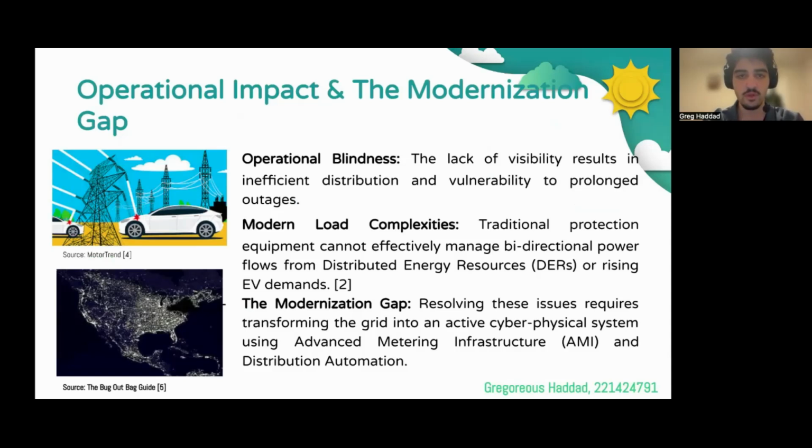Because of this operational blindness, the grid is highly vulnerable to prolonged power outages and inefficient energy distribution. Furthermore, traditional passive protection equipment struggles to handle the complex bidirectional power flows introduced by DERs, or distributed energy resources, and rising EV charging loads. So, to resolve these inefficiencies, there's a critical need to modernize the network into an active cyber physical system by integrating a two-way communication layer, specifically using advanced metering infrastructure and distribution automation.